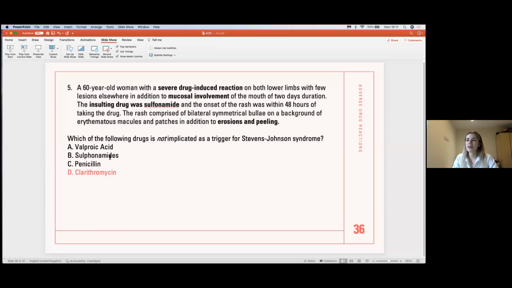Yeah, so erythromycin. A little bit of exam technique: always look for mucosal involvement, which can suggest Stevens-Johnson syndrome, as well as erosions and peeling, and also the onset of rash within 48 hours. That's quite an important factor in this case. So if you remember your SNAP drugs, erythromycin isn't part of those.